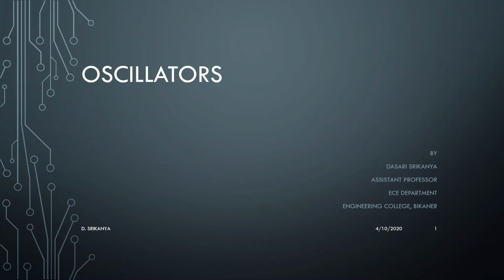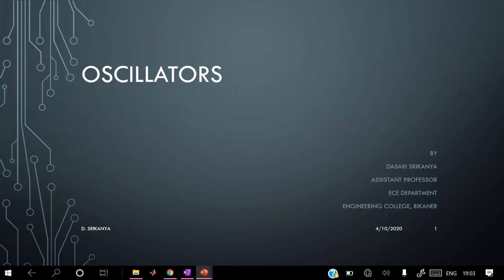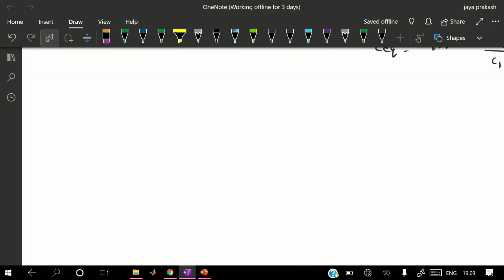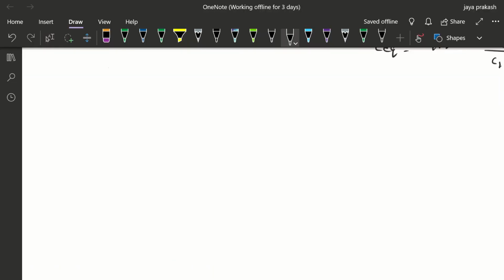In this session, we are discussing the Colpitts oscillator. In the previous sessions we have seen the RC phase shift oscillator and the Wien-Bridge oscillator, and derived the expressions for the frequency of oscillation of each, and also we have seen the general form of an LC oscillator. So in this lecture, we are going to see the Colpitts oscillator. The Colpitts oscillator is one type of LC oscillator.